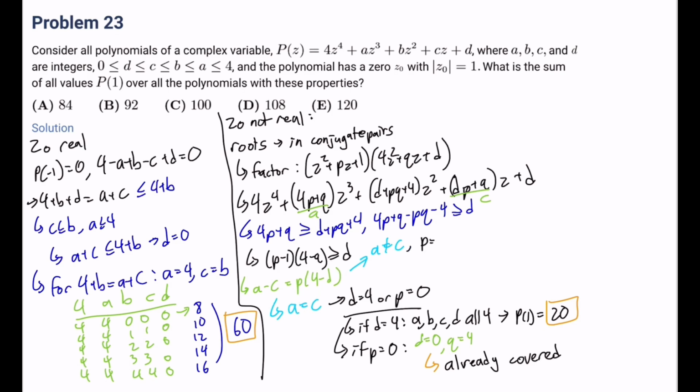So p is going to be equal to (a minus c) over (4 minus d). But then if you look here again, we see that here is a and c, and here is 4 and d, right? So obviously the distance between 4 and d is always bigger than that between a and c, right? So since a minus c is always smaller than or equal to 4 minus d, this gives us that p is less than or equal to 1.